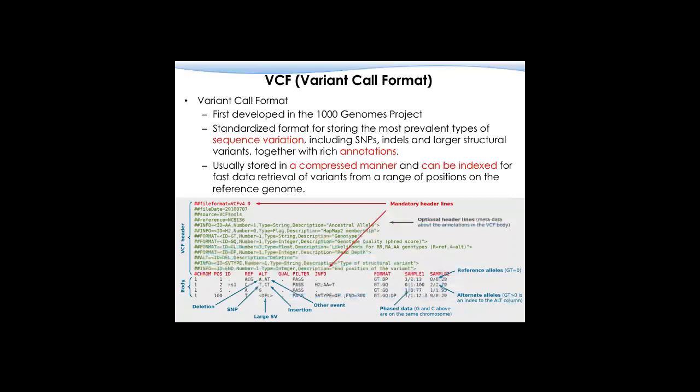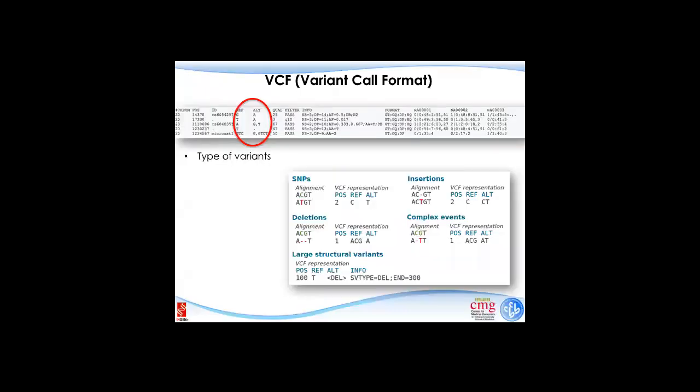So for the VCF file, there are two sections, the same as the BAM file. One is the header, the other one is the body part of it. There are a few things I want you to pay attention to.